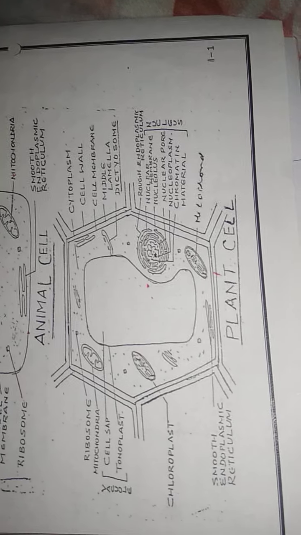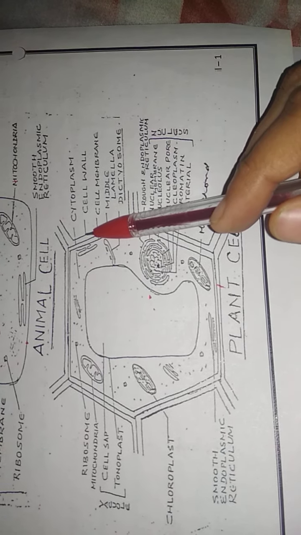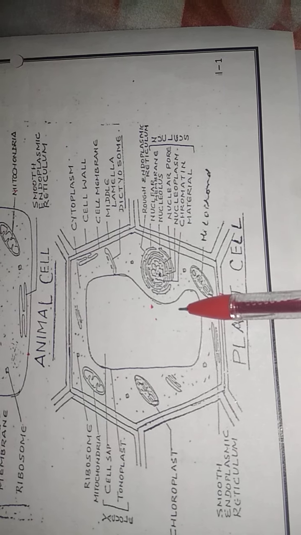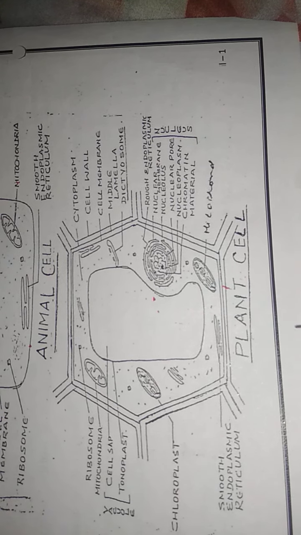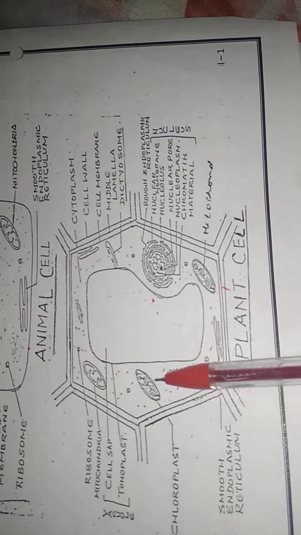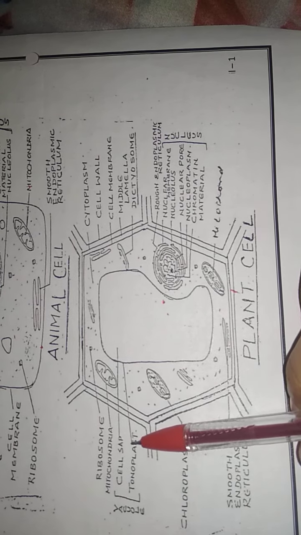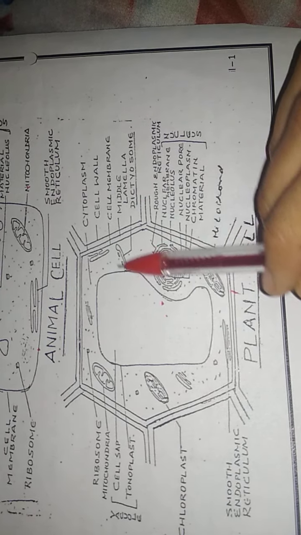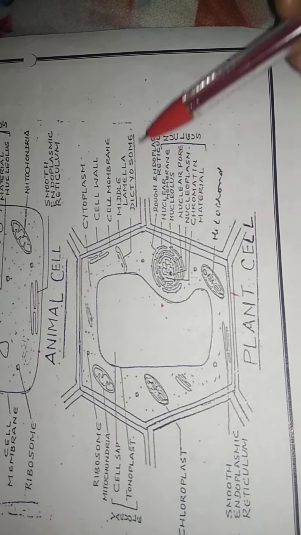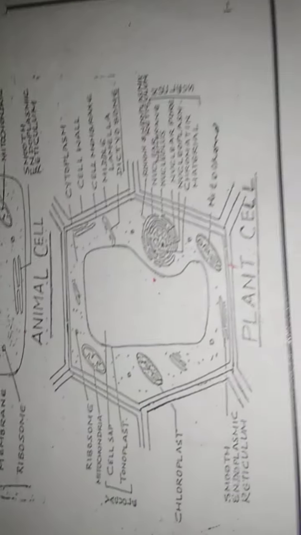Now in the case of plant cells, the cell wall is present, the cell membrane is present, then here is a large vacuole, smooth endoplasmic reticulum, chloroplast, here is the tonoplast, cell sap, mitochondria, ribosomes are present, middle lamella is present, dictyosomes are present. So this is the structure of the plant cell.